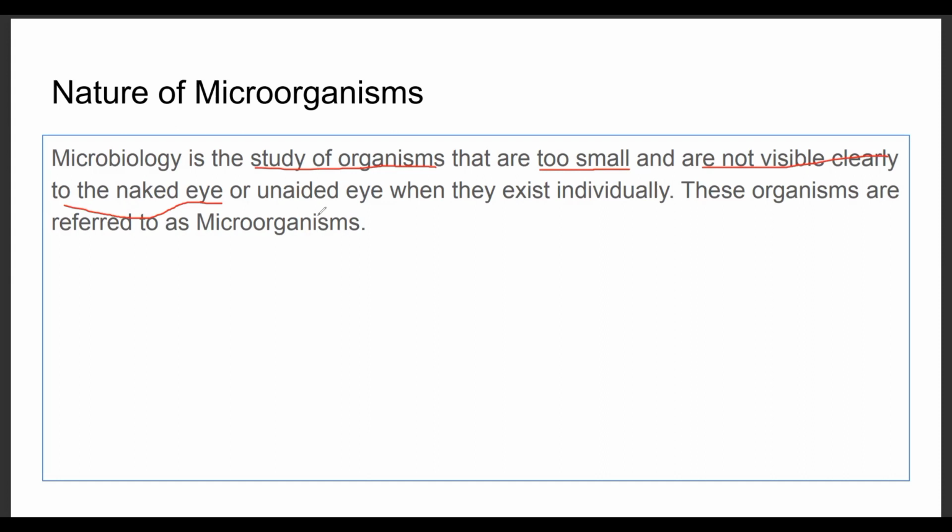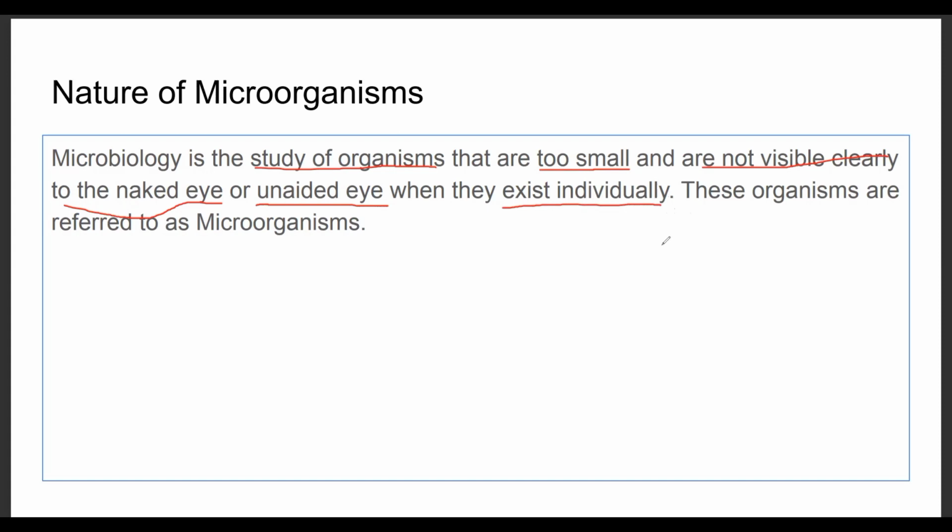Right, that is one. Naked eye and unaided eye. Unaided eye means no spectacles or even without using a microscope, right? Or unaided eye. These are the keywords of this definition. When they exist individually, right? When there is a group of microorganisms, then we will be able to see.